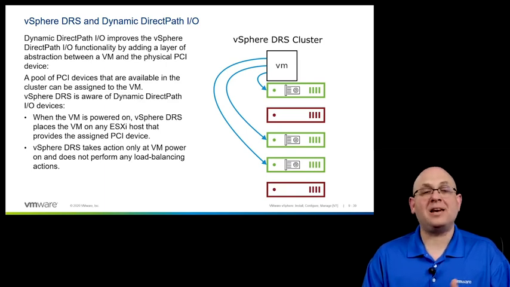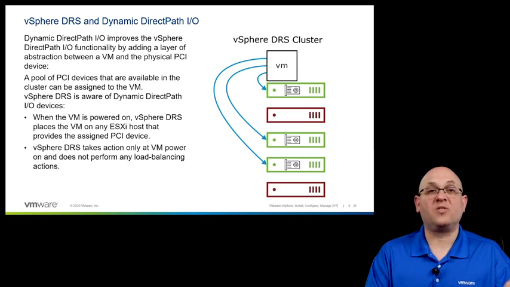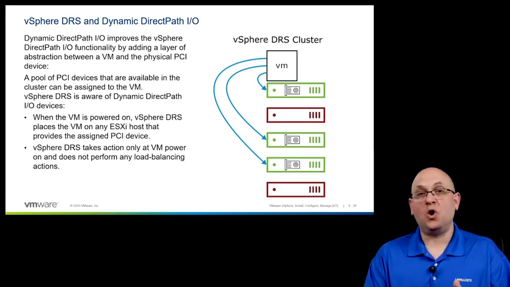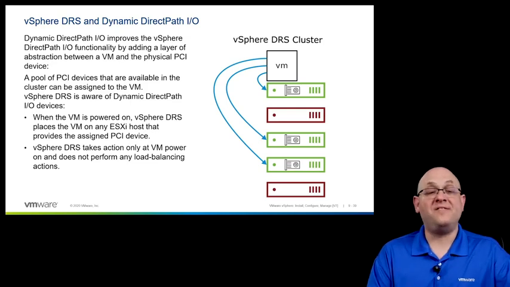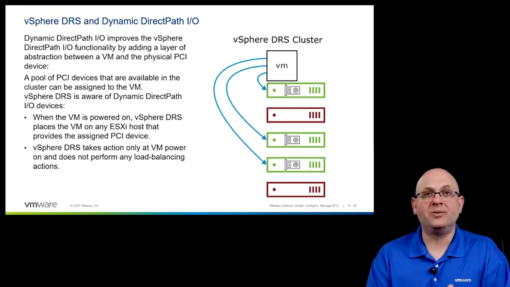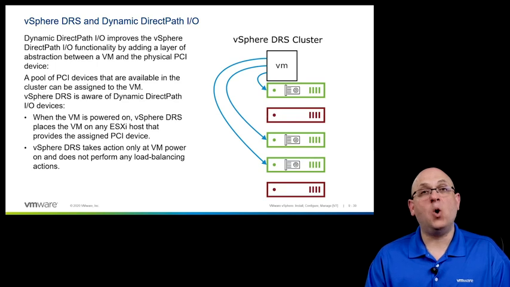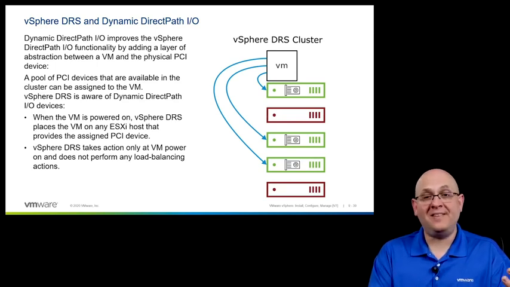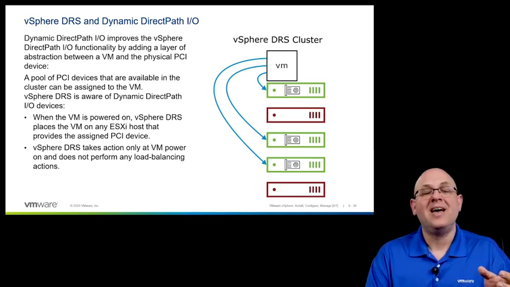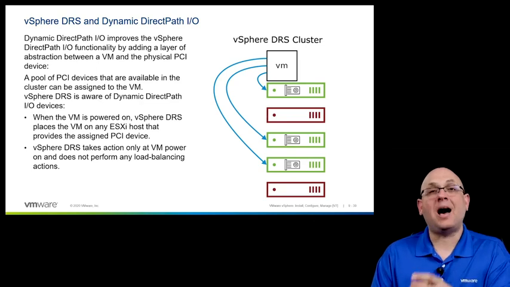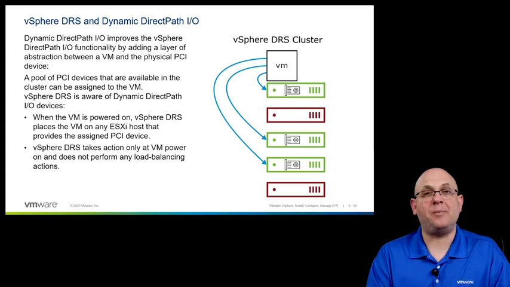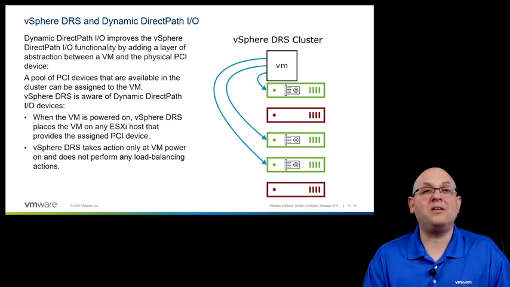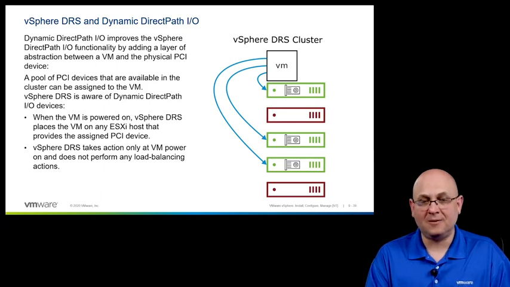So imagine you've got an application that relies on some sort of custom PCI device, or you've got an application that's relying on GPU. You've got an NVIDIA GPU in an ESXi host. Direct Path I/O will allow you to bind the VM to the PCI device and then bypass the hypervisor level, giving the virtual machine direct access to that PCI device. That's a great feature and can really improve performance of applications that rely on those devices.